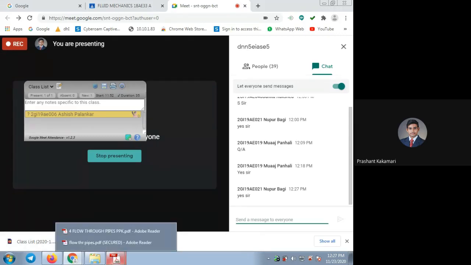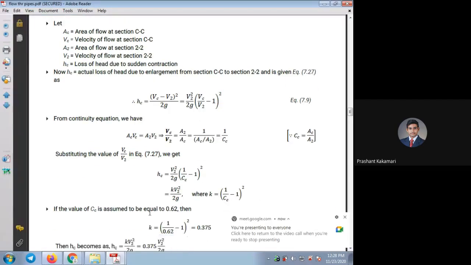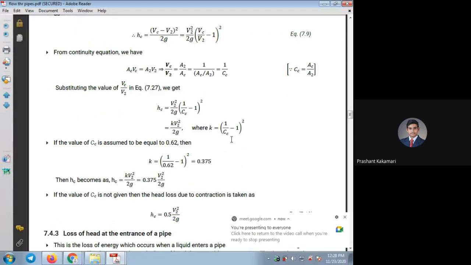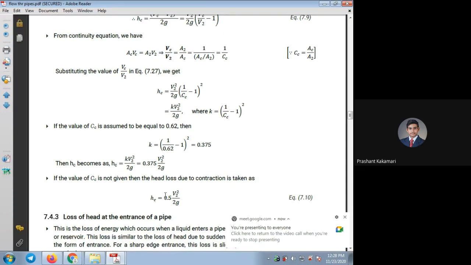So the same equations we are recalling here. And later we'll discuss some problems with combined losses, major and minor losses, which you have not done in the lab. Okay, so in this PDF, they have recalled 1 by CC minus 1 whole square as K, a constant, that you can recall, or you can just remember this equation 0.5 V2 square by 2G, which is very simple. That's clear.